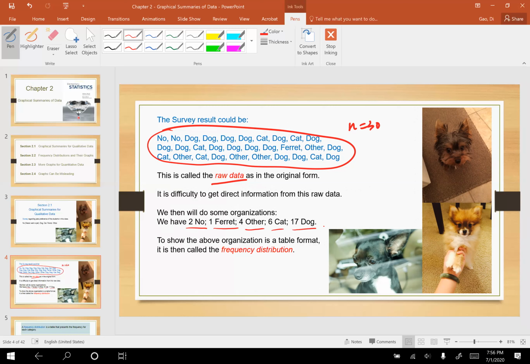So pretty much everything is considered. If we look at the sum of all the numbers, we get 2 plus 1 plus 4, that's 7, plus 6, that's 13, 13 plus 17, that's 30. So we can verify it is 30. The way we just organized the data is called a frequency distribution. We put everything in table format, and then we actually construct a frequency distribution ourselves.